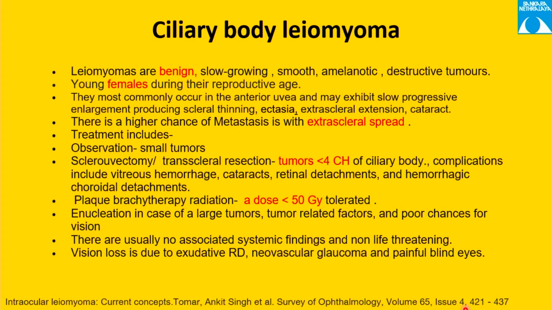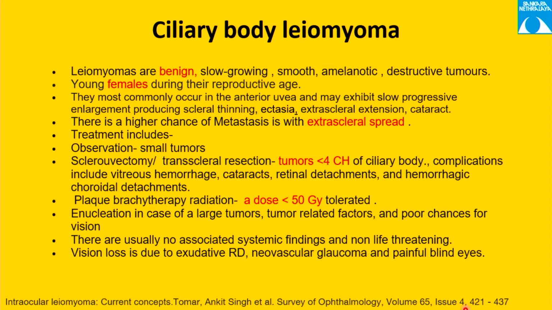Treatment usually includes observation for small tumors, whereas if there is a tumor less than 4 clock hours, you can go for sclerouvectomy or transscleral resection. Mostly the complications when you do such procedures are vitreous hemorrhage and cataracts. It can impinge onto the lens and cause cataract and also angle closure. And hemorrhagic choroidal detachments are also noted.